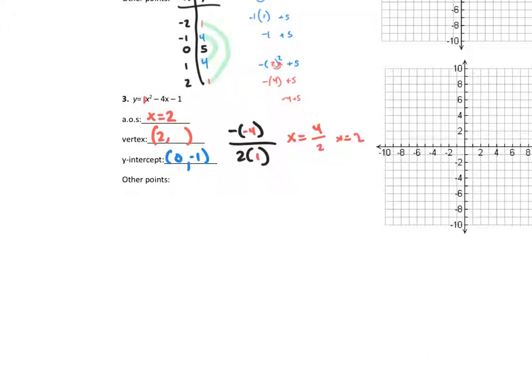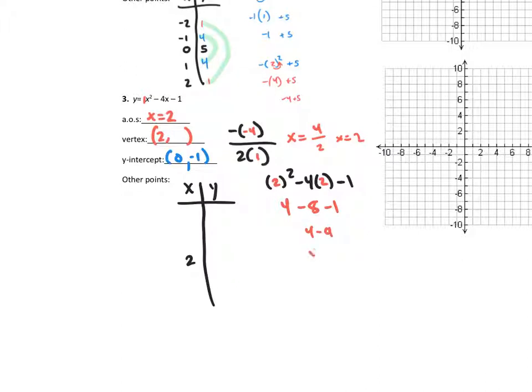And now we can make a table. I need to put my vertex in the middle, but notice we don't know the y-coordinate for the vertex. So we're going to have to go back to the original equation and plug in our x-coordinate of 2. And when we do that, we'll get a 4 minus 9 to get that y is equal to -5. So there's our vertex.